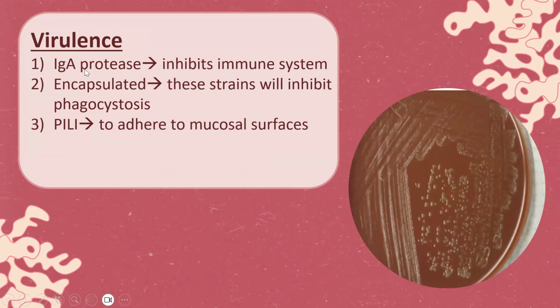Okay, virulence for the H. influenza is 3. Again, it can have a capsule, it cannot have a capsule. So if it has a capsule, it will not cause otitis media, but the capsulated strains, which cause meningitis, this capsule will protect it from phagocytosis. It has a pili, so it can move, and it also can adhere to the mucosal surfaces. It has IgA protease, so it inhibits the immune system by breaking down the IgA antibody. Okay, so 3 things, straightforward.